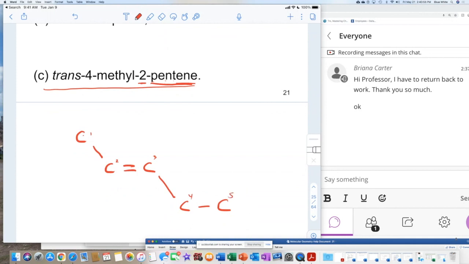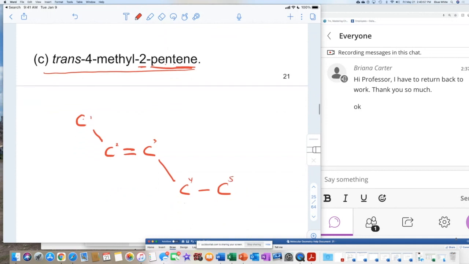This is 1, 2, 3, 4, 5. So the 4-methyl, on carbon 4, I have a methyl group. CH3. So here I have a H. Here I have a H. I have a H. So I'm going to fill in the H's now. 1, 2, 3, 4. Here I have a H. Here I have a H. Here I have a H and H and H. Fill in the carbons. Make sure each carbon has got 4 bonds, right? 4, 4. I think I got all the hydrogens in there.